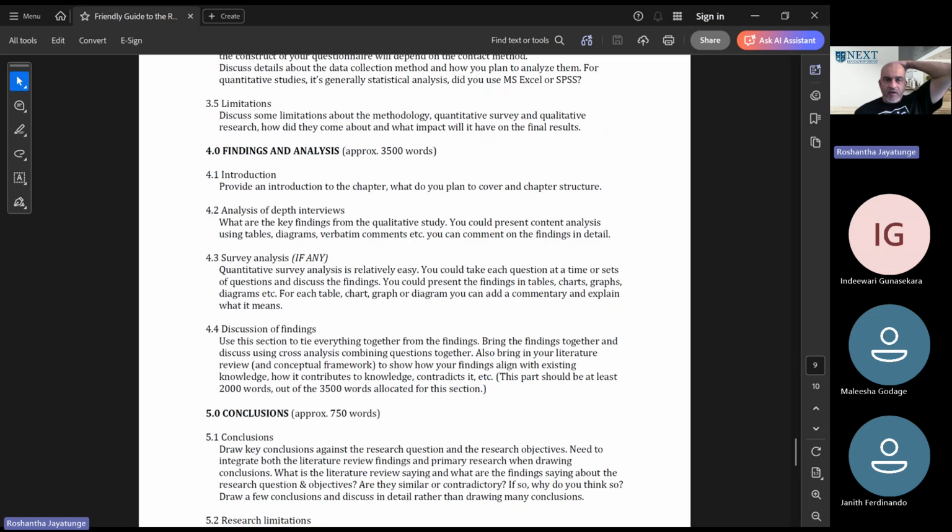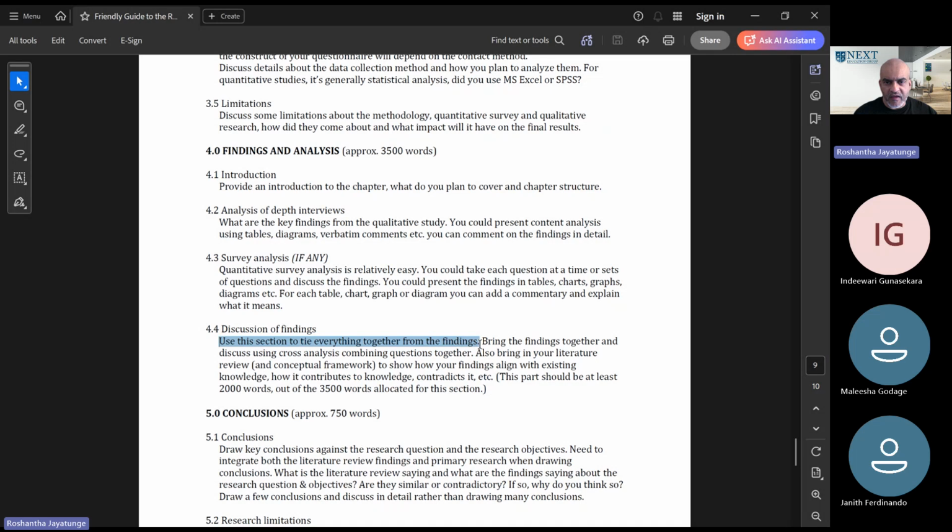So remember, introduction, like all the other chapters, you're giving an introduction: what are you going to cover in this chapter and the structure. So you tell that you're initially discussing the interviews, and then you will be presenting the survey data, and your final subchapter will be discussing the findings against your conceptual framework. Remember how they word it here.